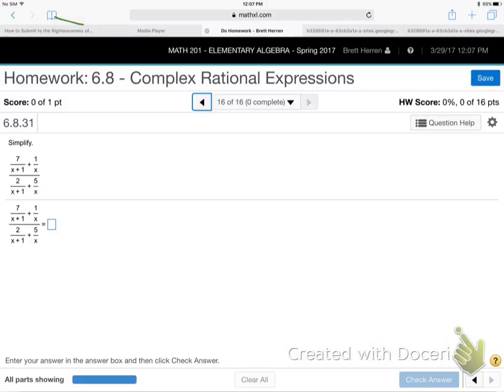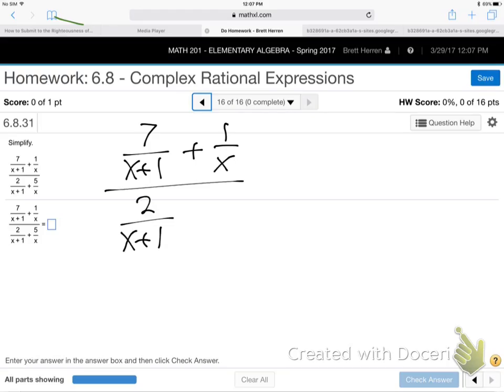Okay, so let's try 7 over x plus 1 plus 1 over x, over 2 over x plus 1 plus 5 over x. Now remember, an x plus 1 is a glued package, right? A Costco glued-together package. So that's an x plus 1 package.